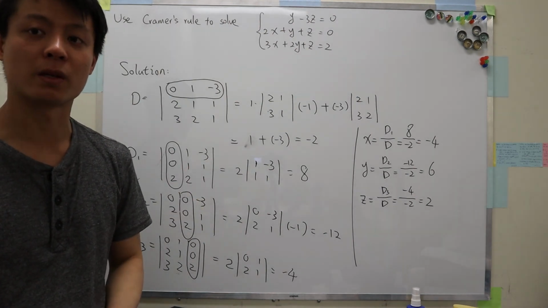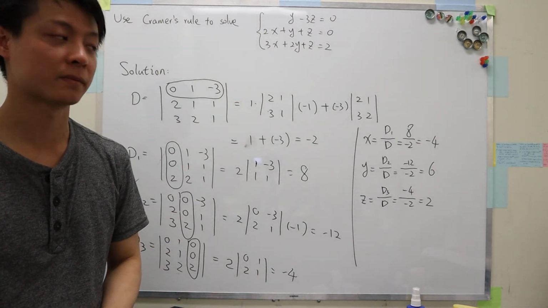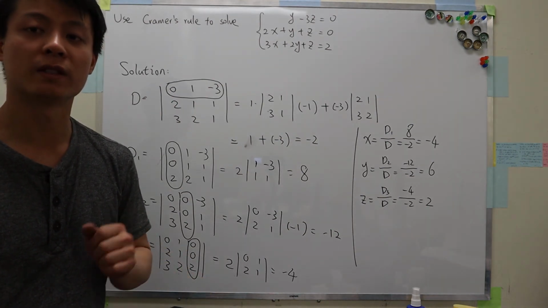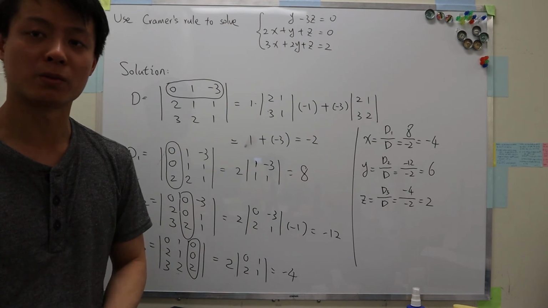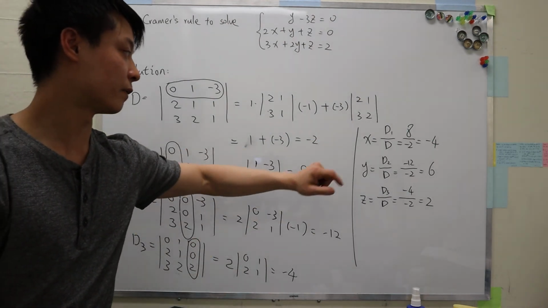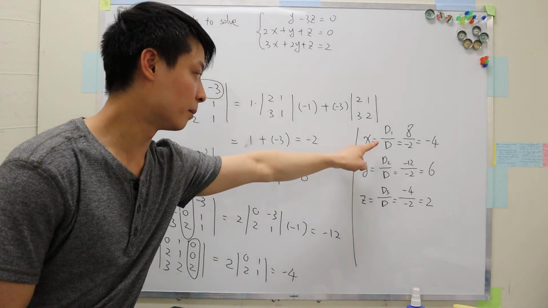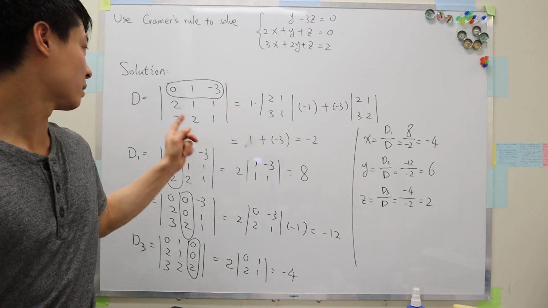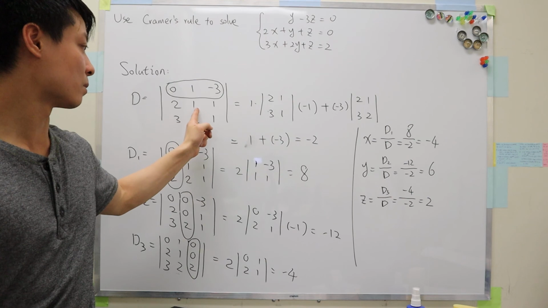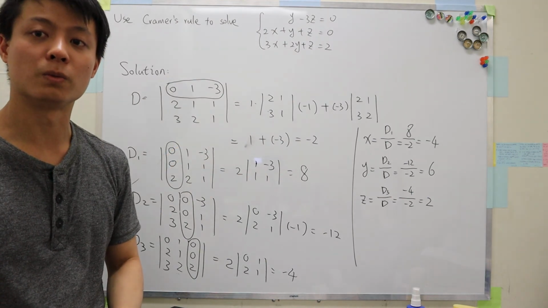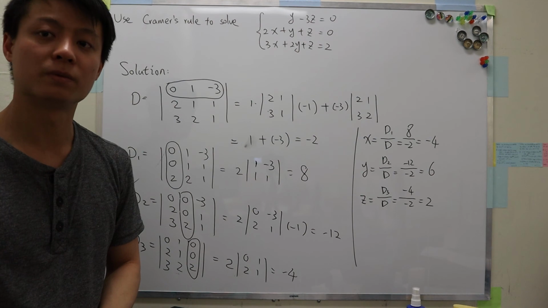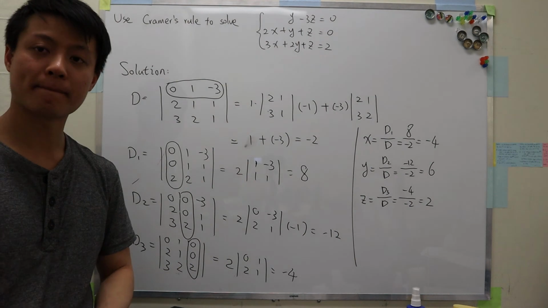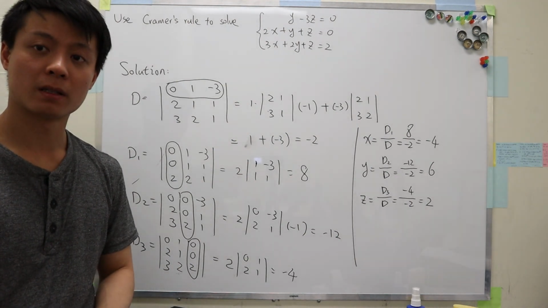And that's how we use Cramer's rule to solve a linear system. But Cramer's rule also has some limitations. It's not true that every linear system can be solved by using Cramer's rule, because in this expression you have D in the denominator. We know that the denominator cannot be 0. So if this determinant is 0, then we will not be able to use Cramer's rule. For example, in those situations. Okay, that's all.